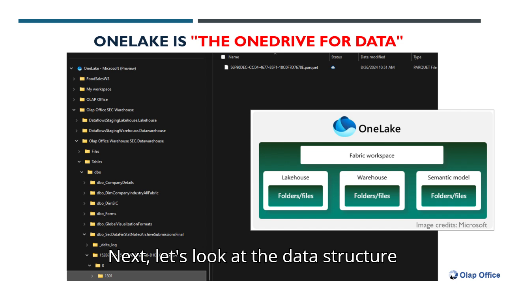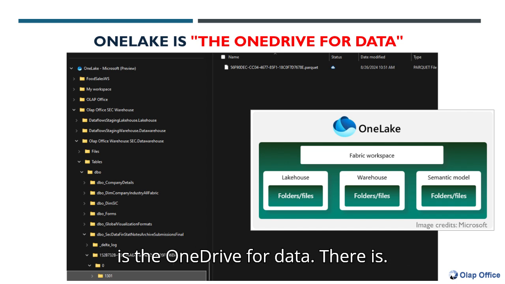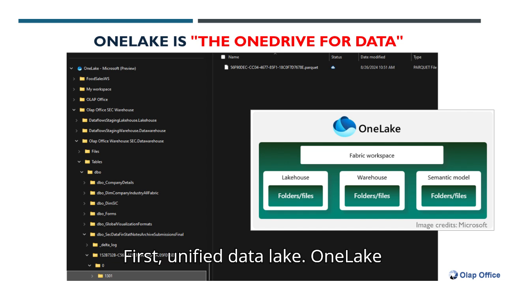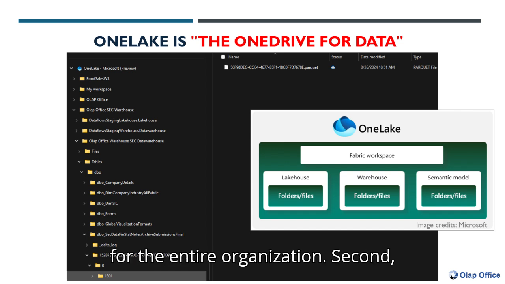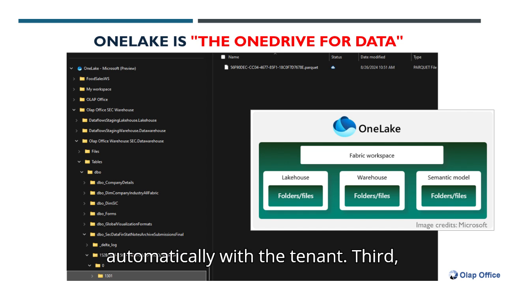Next, let's look at the data structure using the OneLake File Explorer. OneLake is the OneDrive for data. There is: first, unified data lake. OneLake is a single software-as-a-service lake for the entire organization. Second, automatic provisioning. It is provisioned automatically with the tenant.